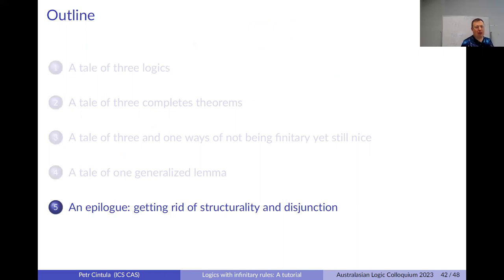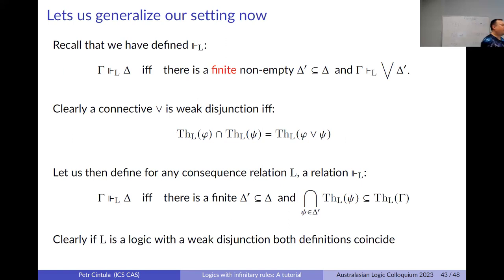Let me just quickly go through the epilogue of the whole story. We don't need disjunction completely, and we don't need structurality. We can prove this at the same level of abstraction as we have seen in the abstract Lindenbaum lemma.